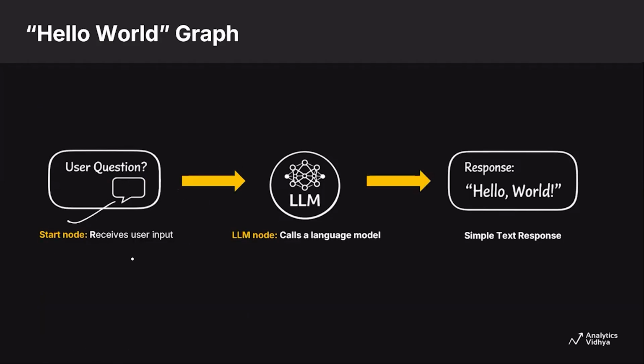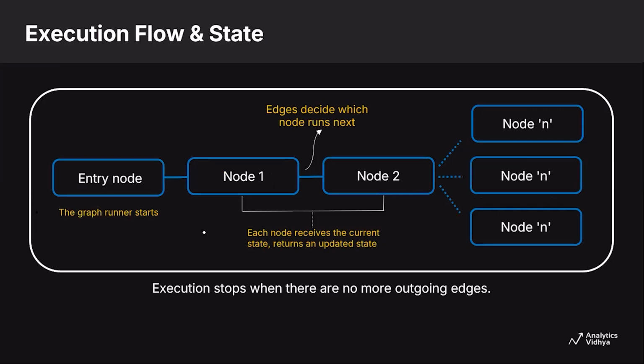The user will have some question, so the starting node will receive the user input. In this particular case, we are going to see how it will look when you call an actual LLM. We are going to update the state with the output from the LLM, and then we will see what the final response looks like. So these are the three states that we will walk through in order to achieve the final answer. This is typically how the execution looks in any workflow.